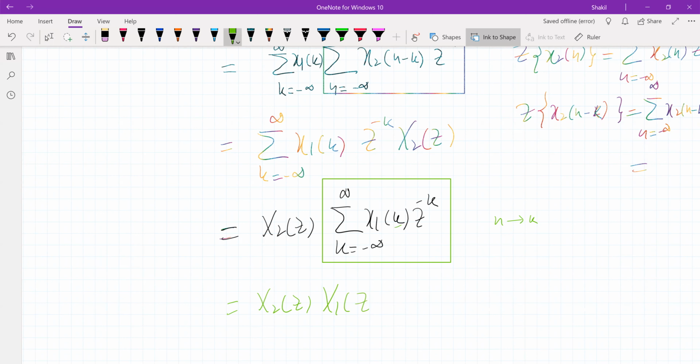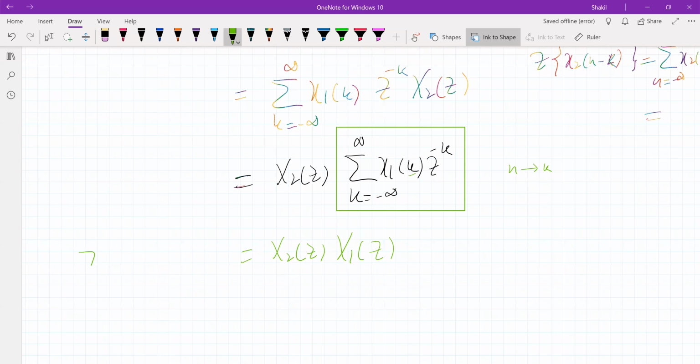So you can see the Z transform of x1 of n convolved with x2 of n is the product of the Z transforms. This is a very, very important property of transform theory, and this is true for the Laplace transform, Z transform, and Fourier transform.